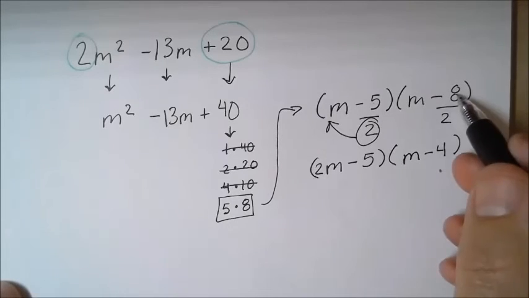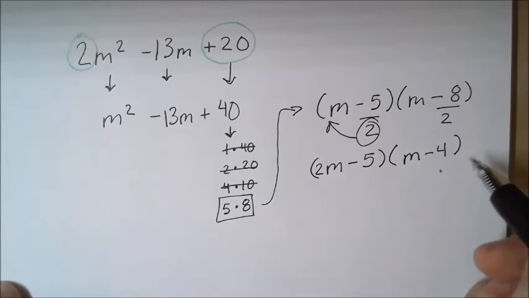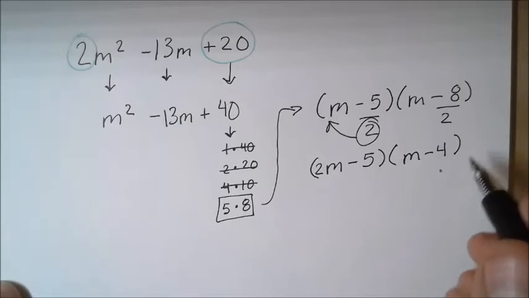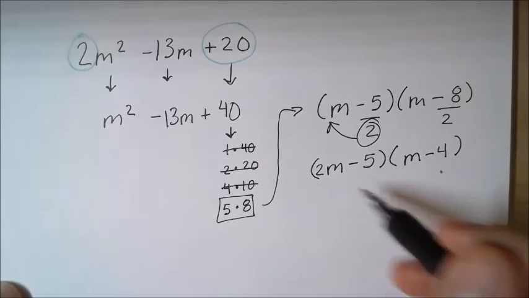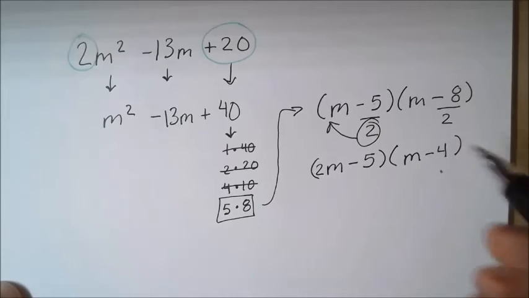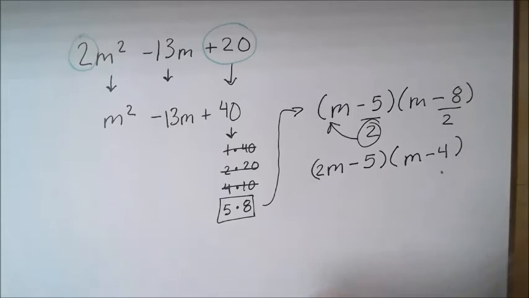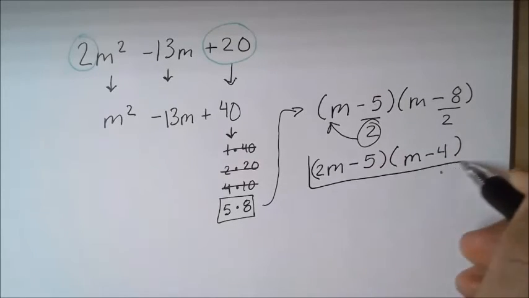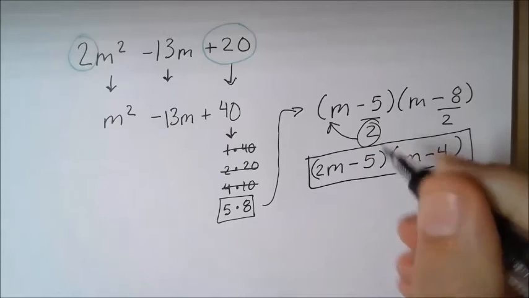And notice we have a negative being divided by a positive, so it is going to remain negative. Same thing here, negative, right? It's being divided by a positive. So now that we have 2m minus 5 and m minus 4, we are done, and that is our final answer.